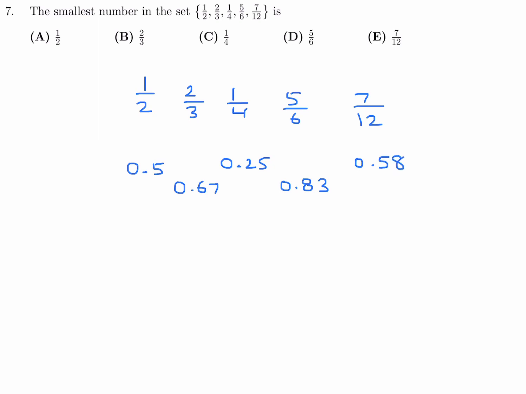And it's obvious when you put it in decimal form that the smallest is this one right here. Another way of doing this question very quickly is noticing that all of these other ones are either a half or greater than a half. This is the only one that's actually less than a half. So number 7, either way, is C.